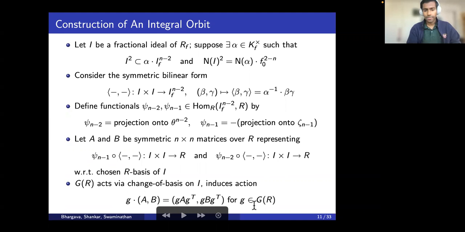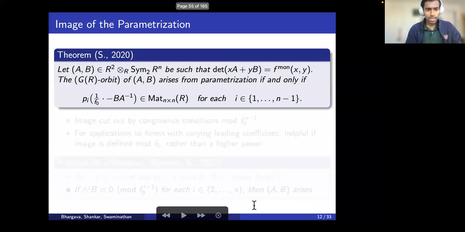Okay, so that's roughly how the proof of the construction of the parametrization goes. And now you might ask, well, what pairs A comma B actually arise from this parametrization? Which ones show up? So if you have a pair A comma B such that the determinant of xA plus yB is equal to this monic form f_mon of xy, then we show that the GR orbit of AB arises from the parametrization if and only if the following conditions are satisfied.